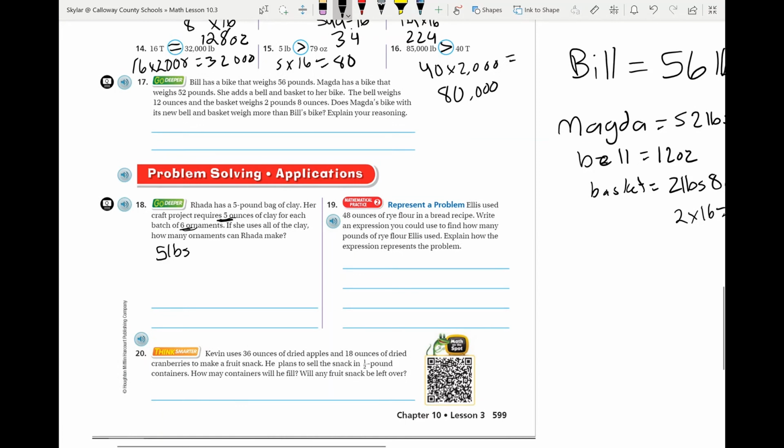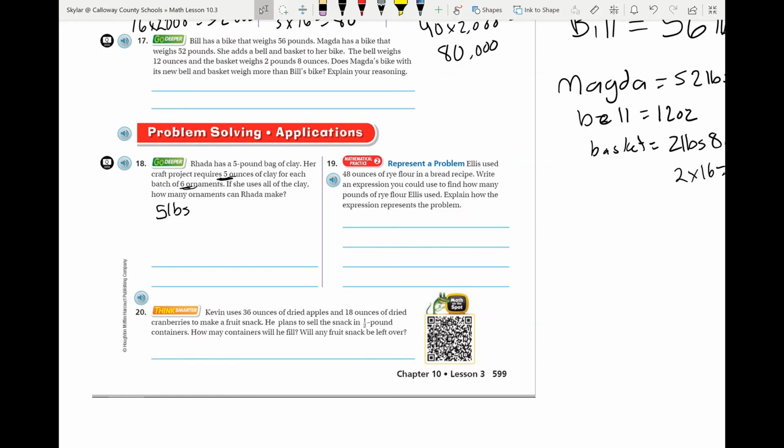Number 19, Ellis used 48 ounces of rye flour in a bread recipe. Write an expression you could use to find out how many pounds. So you just need to find out how many pounds that they're going to use and write the problem. Not too bad.